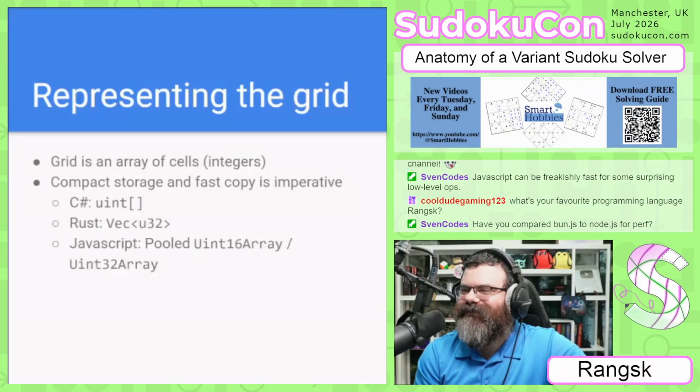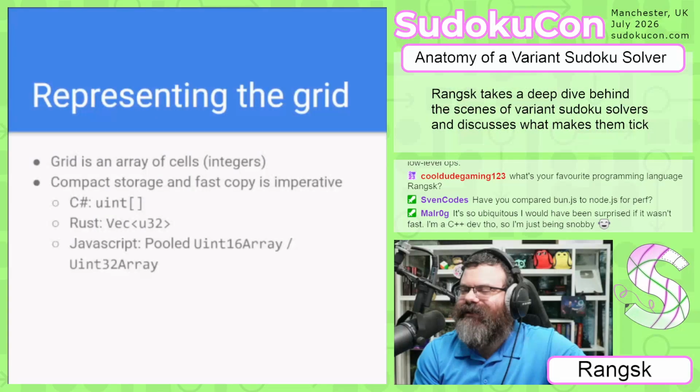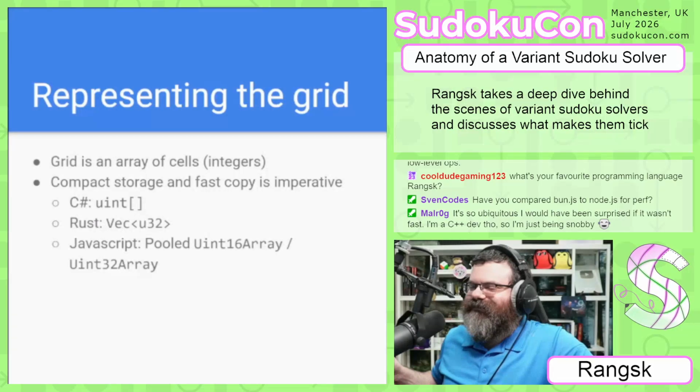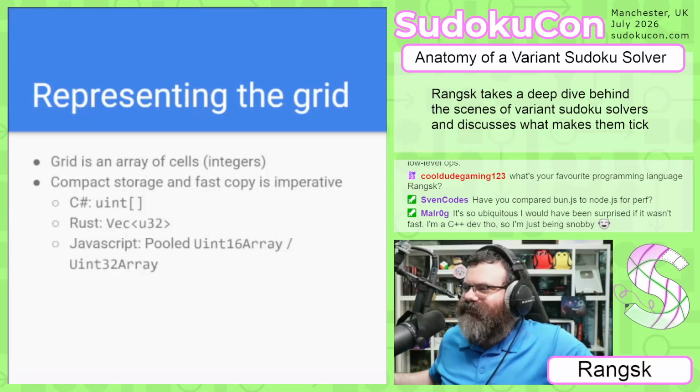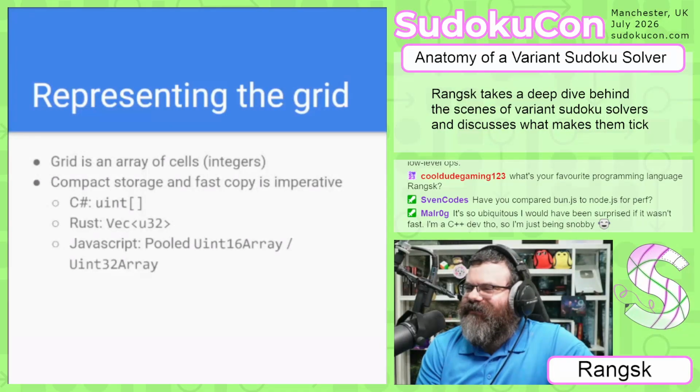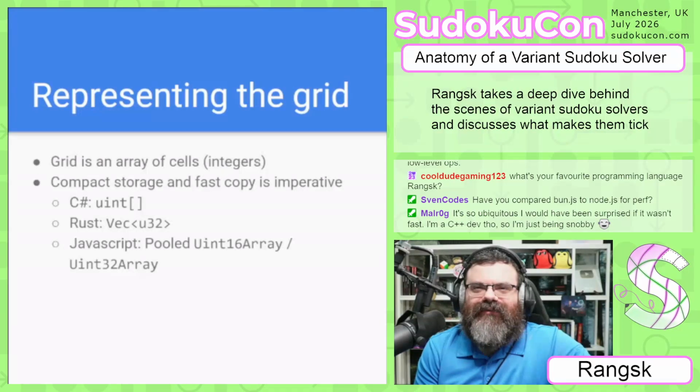Sven says, "Have you compared bun.js to node.js for performance?" I guess. No, I haven't. I swear they're now just trolling me in the chat, so I would say let's just carry on. Malrog's a C++ dev. Yeah, so I used C++ for probably 20 years, and then I discovered Rust, and I never want to write C++ again.